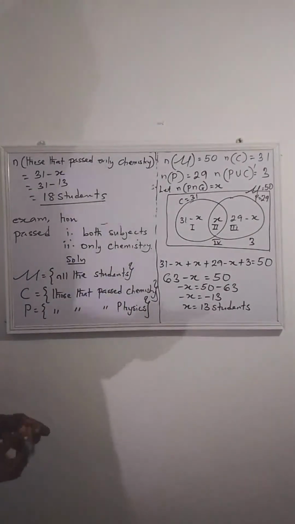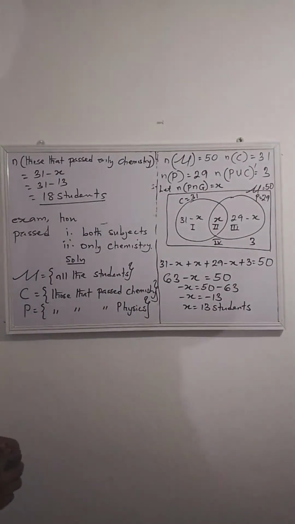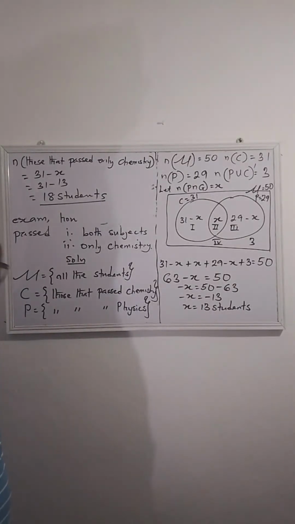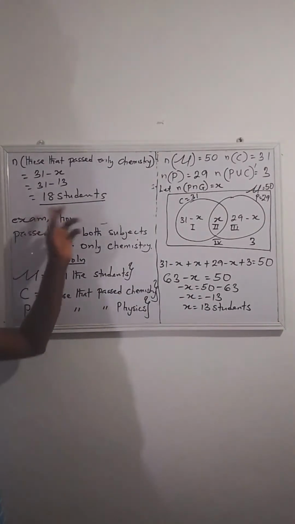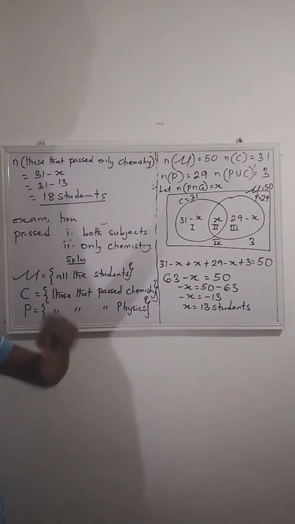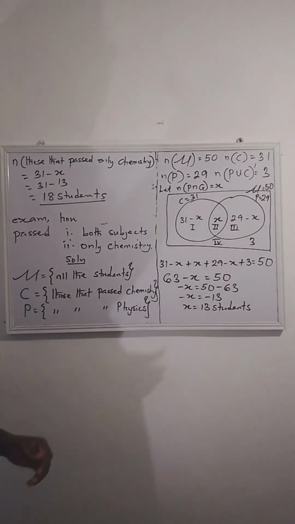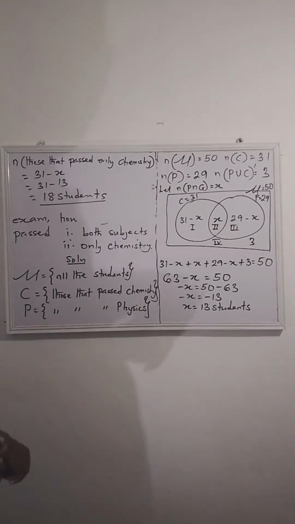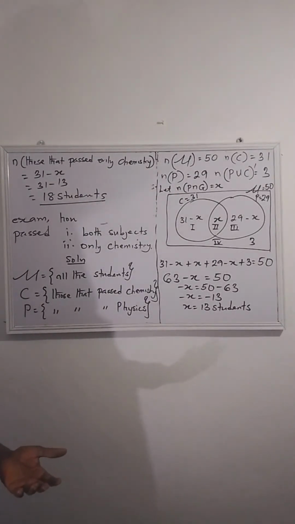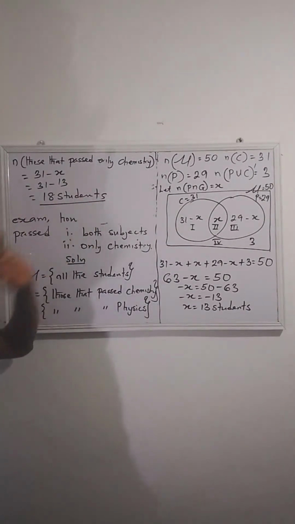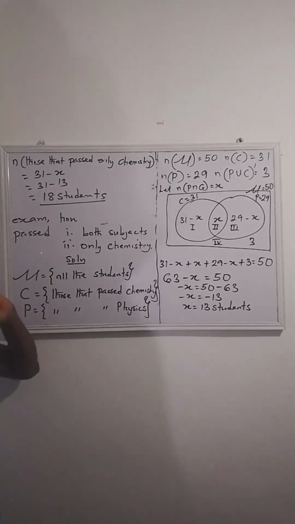So if you said 18, you can see you are not completely right because you didn't put the unit. I saw somebody that put the unit there, 18 students. So you have to put the unit. I emphasized the unit. Unit is very, very important. Always pay attention to details. If you want an excellent mark in mathematics, you have to pay attention to details. Always remember to put the unit. 18 students.